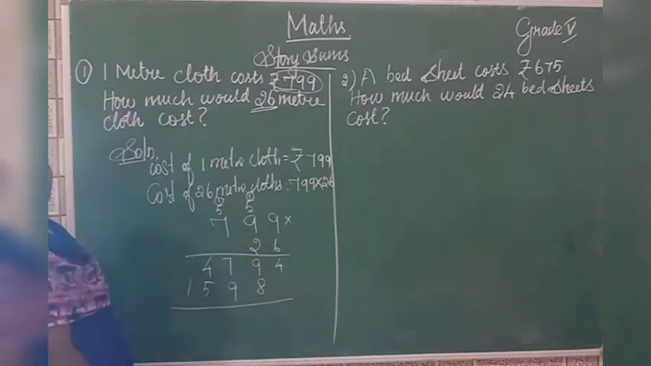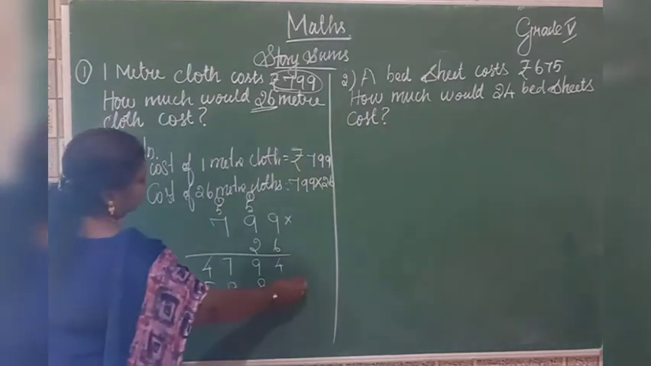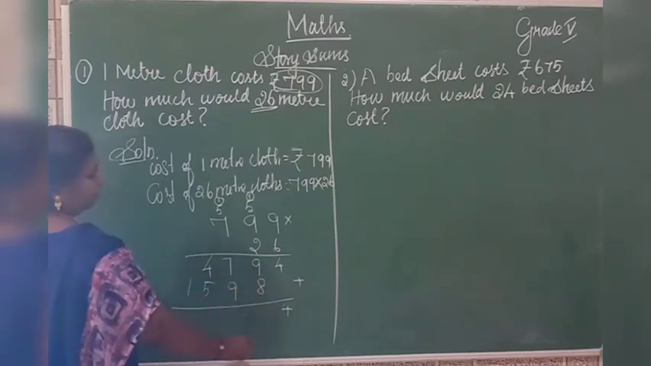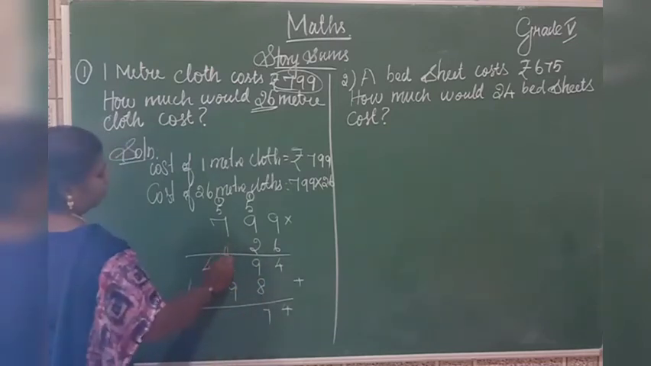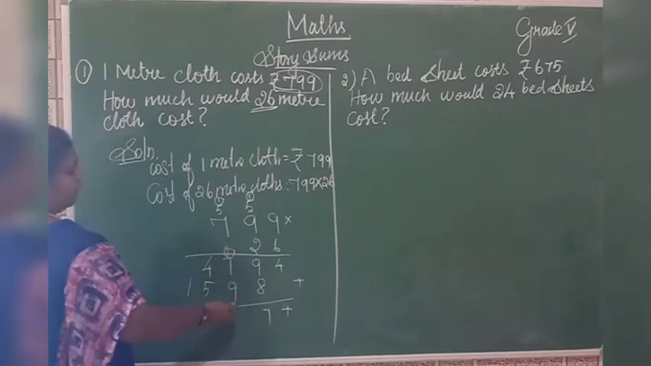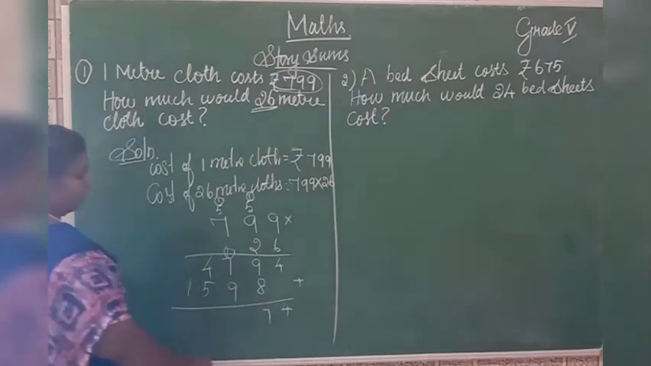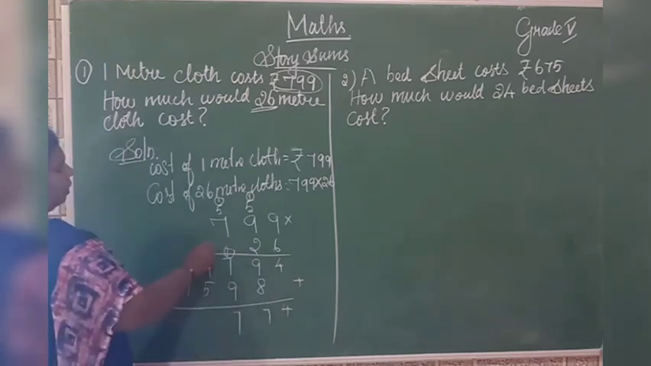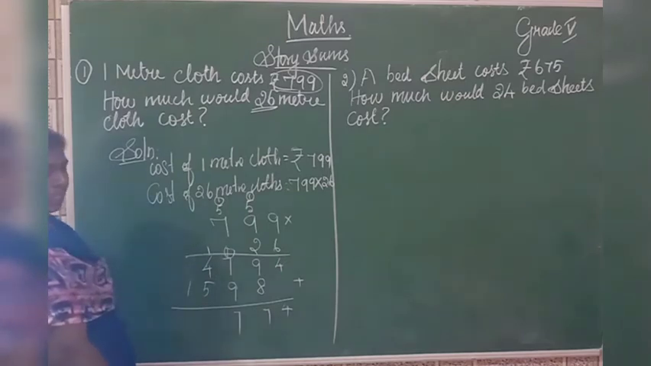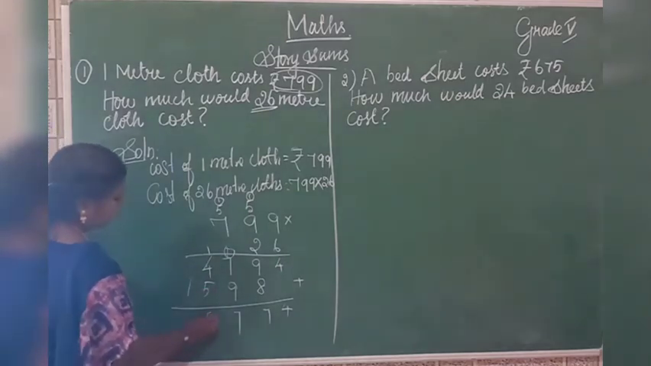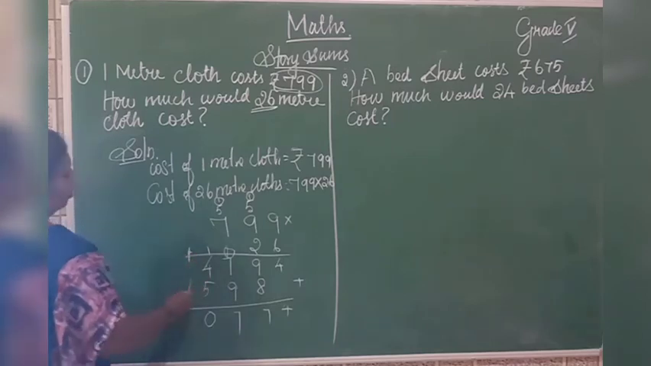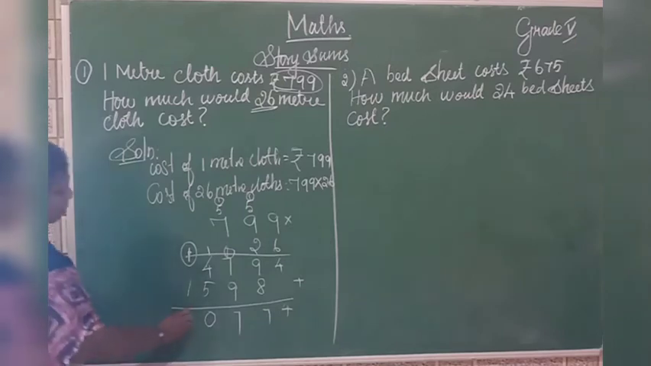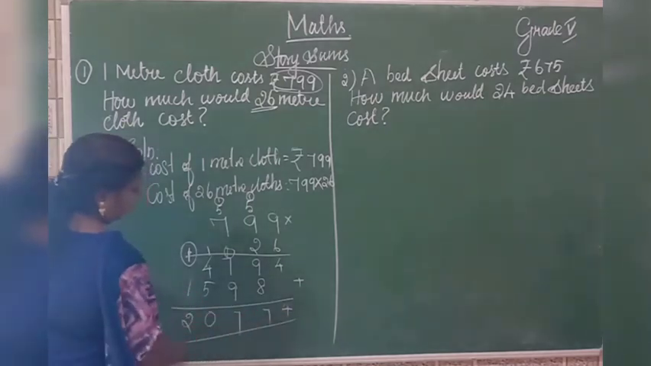Next step, you have to add these two products, right? So add 4, then 8 plus 9 how much? 17. Then 1 here. Then 7 plus 1, 8. 8 plus 9 how much? Again 17, isn't it? 7, 1 is here. Then 4 plus 1, 5. 5 plus 5 how much? 10, isn't it? 10, 0 here. Balance 1 carry. Then 1 plus 1 how much? 2.